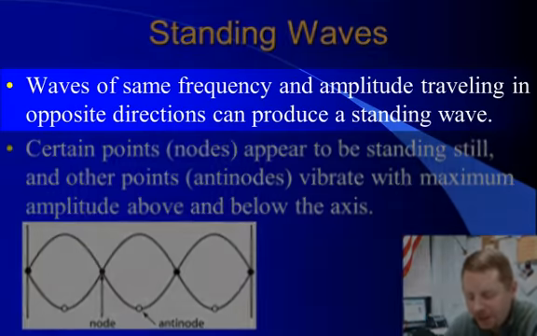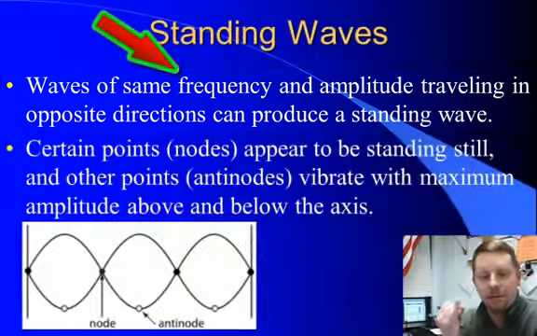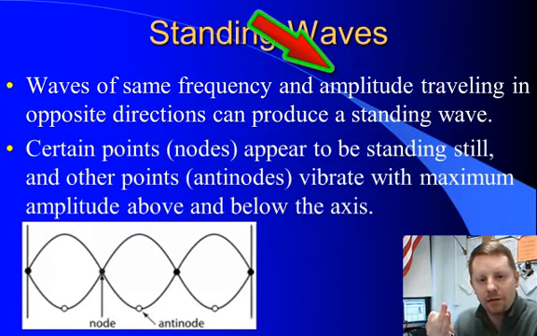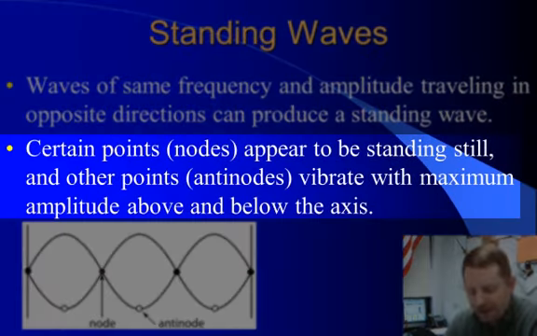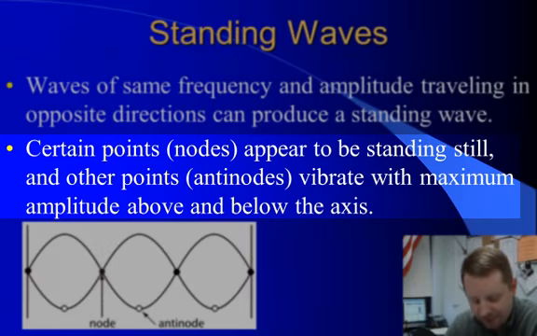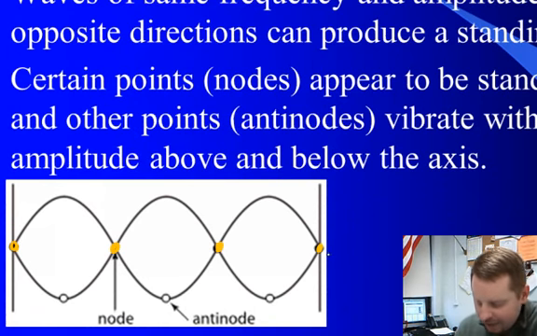Waves that have the same frequency and amplitude traveling in opposite directions can produce a standing wave. Got to have the same frequency, same amplitude, and travel in opposite directions. Now, certain points on a standing wave appear to be standing still, and other points, known as antinodes, vibrate with maximum amplitude above and below the axis. So certain points that appear to be standing still are things like these nodes, and as you can see, there are 4 nodes on this standing wave.